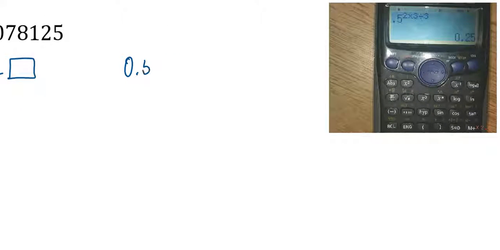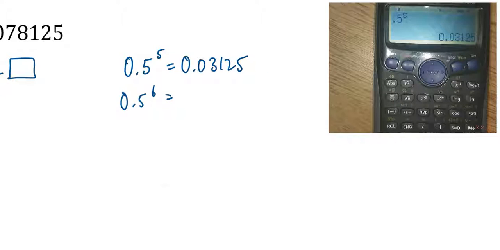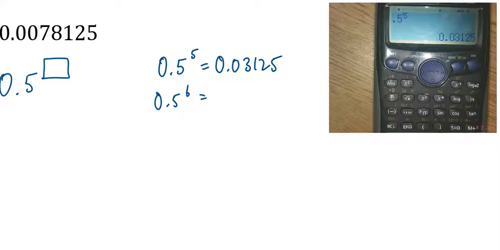0.5 to the 5 gave me 0.03125. Didn't work. 0.5 to the 6. It's kind of close though, right? So 6 might be good enough. If I wasn't even close, I might skip a few and try a bigger one. Still no, it gave me 0.015625. These numbers are getting smaller, right? When you do an exponent on a decimal, on a number smaller than 1, I should say, you get smaller. So let's try 0.5 to the 7.